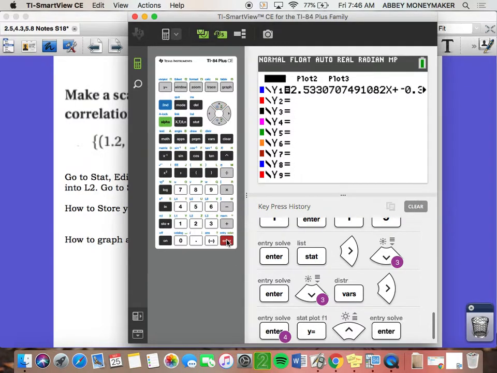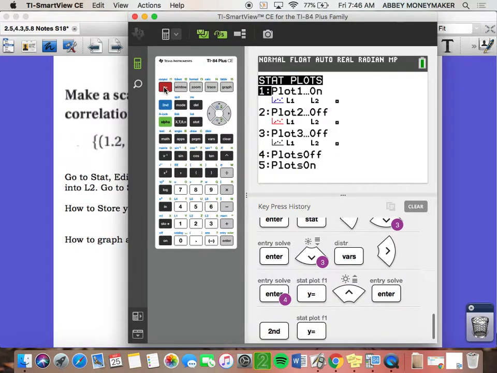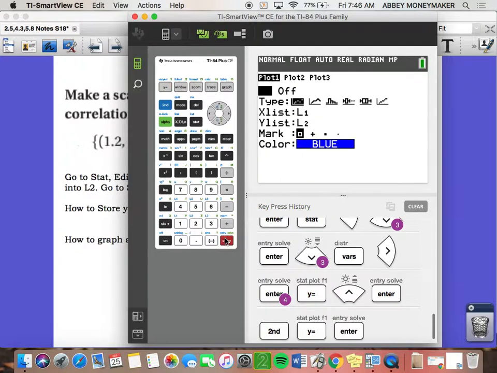And hit enter. And that will turn your plot on. Now, if we go to second stat plot, you'll notice that it just says you turned your plot on. So let's go into that plot and make sure that it's what we want it to look like. So it's on, and it is a scatter plot. So those are all the dots. Do you want your x to be L1 and your y to L2?